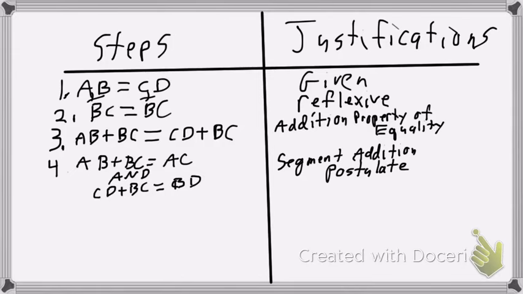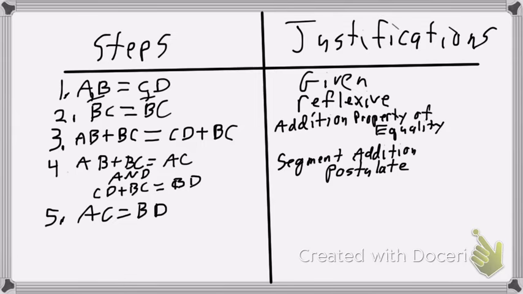Does that make sense? Okay, let's keep going. So now we have our final step. Actually, it's our penultimate step. And we go AC equals BD. Now notice what we did here. We have this step right here, step number 3.